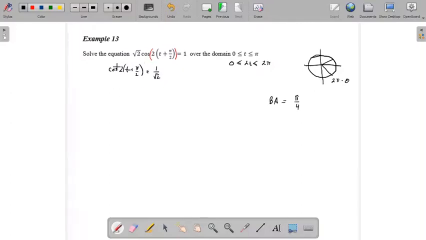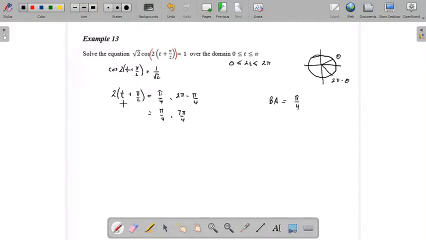So the first thing we're doing is solving for this whole bit in here. 2 times (t plus pi over 2) is equal to, our first solution comes from this basic angle theta, so that's pi on 4. And our second solution, 2 pi minus pi on 4. That's 8 pi on 4 minus 1 pi over 4, so that's 7 pi on 4.